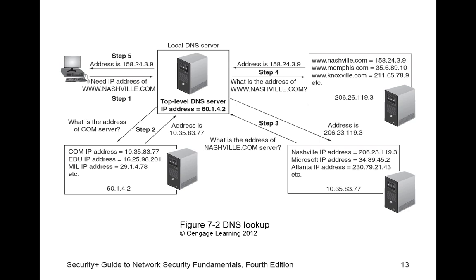So let's follow it. Step 1, I'm looking for Nashville.com. It hits our DNS. DNS says, okay, I'm looking for .com. .com goes over here, kicks it back. Okay, the .com is going to be the 10.35. Now I'm looking for Nashville.com. Well, it comes back. Nashville.com is the 206. So I go over to Nashville, and I find out Nashville is 158, and it kicks back 158.24, and then it comes back 158.24.39. And that's how it gets it.